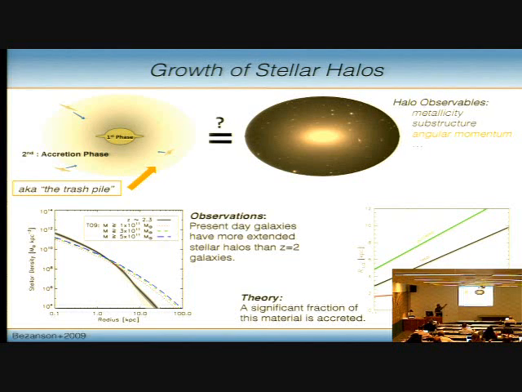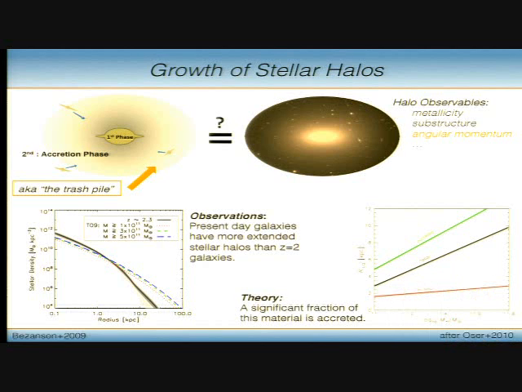If you want to actually look at the observed structure of a halo, there's various ways you can go about doing that. You could try to look at the metallicity of the halo. You could look for substructure. Or what I'm going to focus on is the angular momentum.